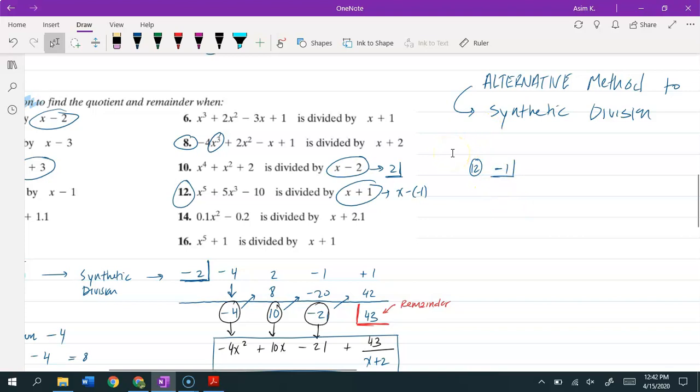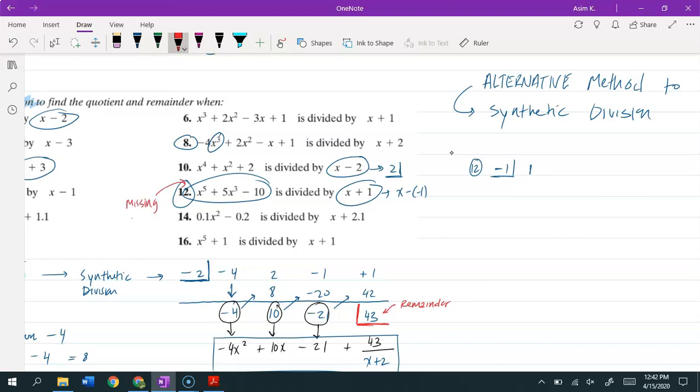Okay, now, let's go ahead and start. The question starts off with x to the power of 5, and so its coefficient is a 1. Now notice that it's missing an x to the power of 4. So what is it missing?